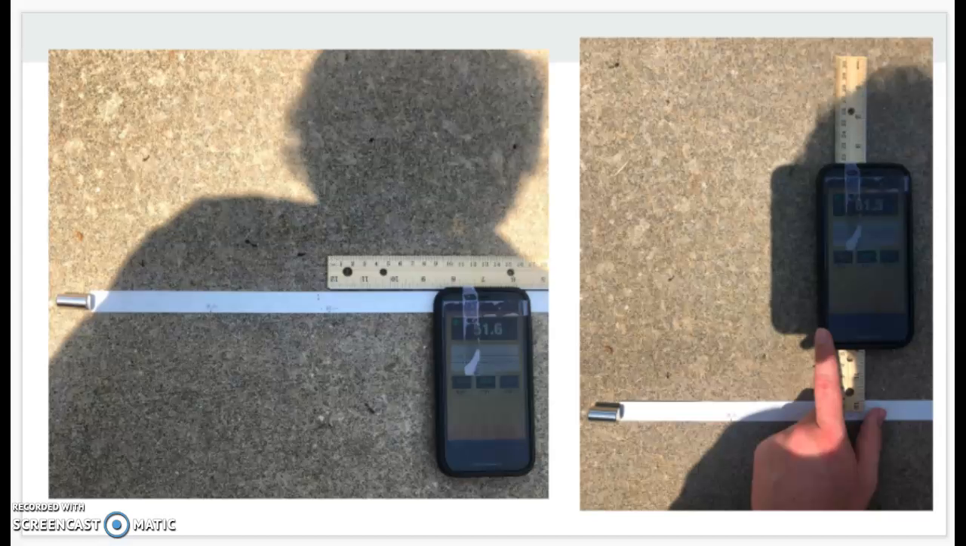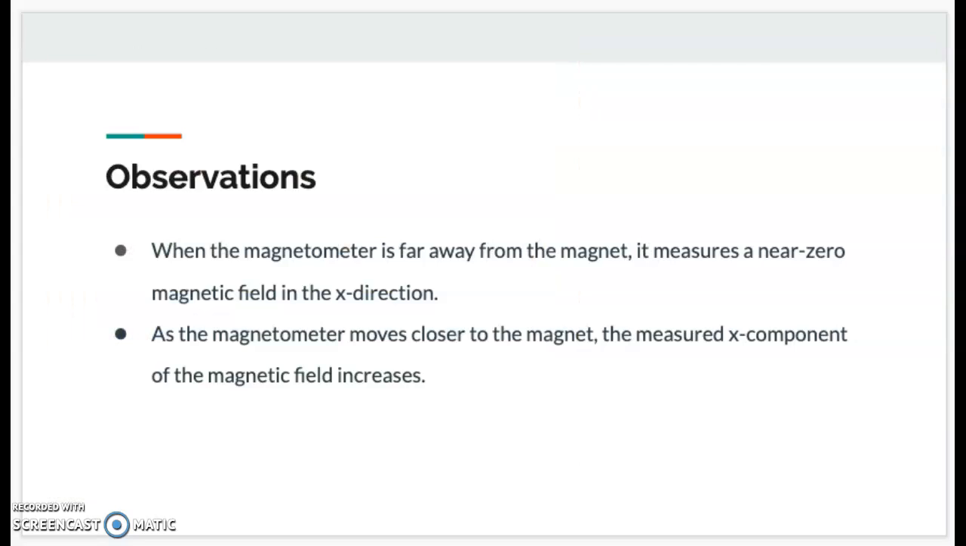Here's a quick visual of the system. The left picture shows the system used for the majority of the lab, measuring the magnetic field and distances along the magnet's axis. The right picture shows the last part of the lab, measuring the magnetic field at a 45-degree angle to the magnet. Some observations I made during this experiment were that when the magnetometer is far away from the magnet, it measures a near zero magnetic field in the x direction, and that as the magnetometer moves closer to the magnet, the measured x component of the magnetic field increases.